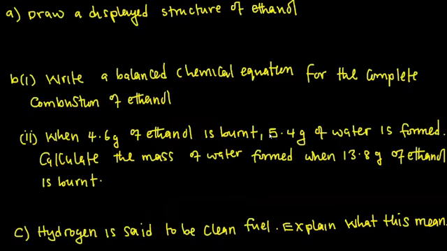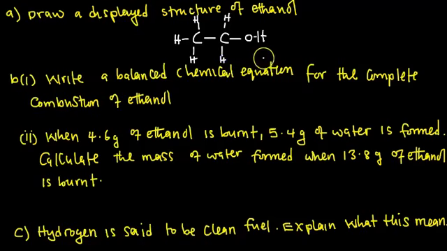The first question is to draw the displayed structure of ethanol. So let us do it quickly. We've been drawing ethanol all along. Ethanol, you know that it has 2 carbons with a functional group, that is OH, then connected to 5 hydrogens, with the 2 carbons, like this. So this is the displayed structure.